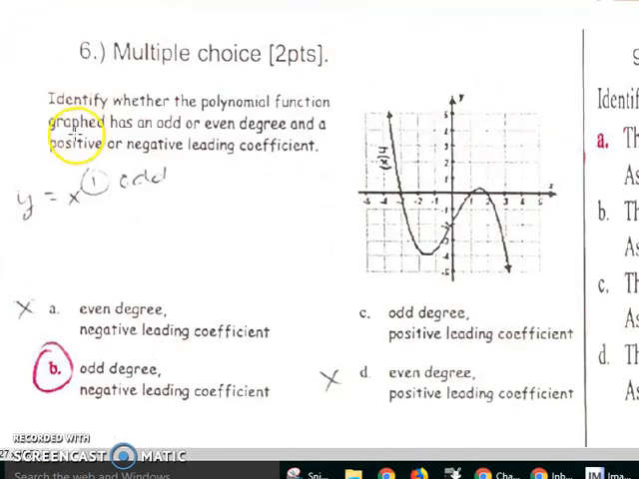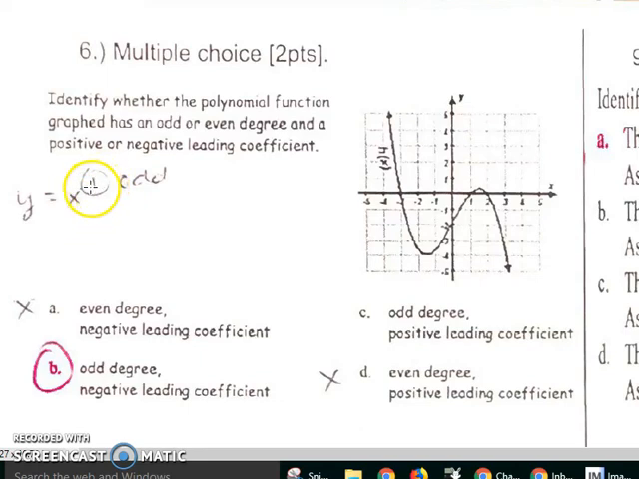Identify whether the polynomial function graph has an odd or even degree and a positive or negative leading coefficient. Okay, so a degree is the same synonym or word as exponent. So that's that small number to the top right of the letter. So, for example, this would be an odd degree.